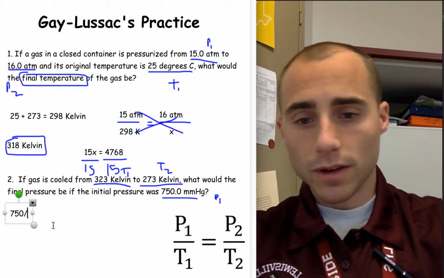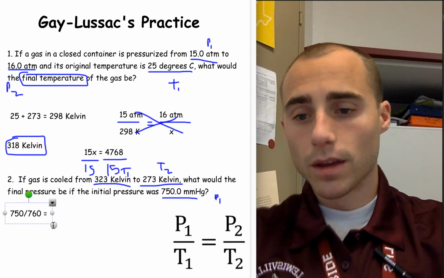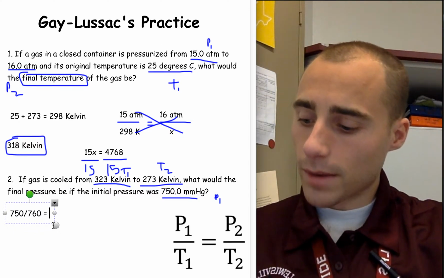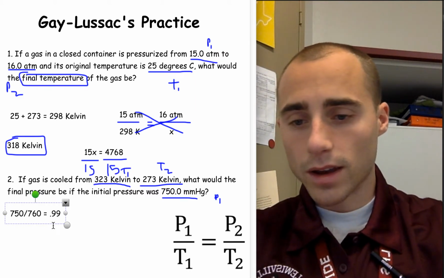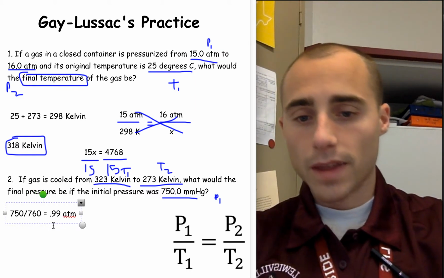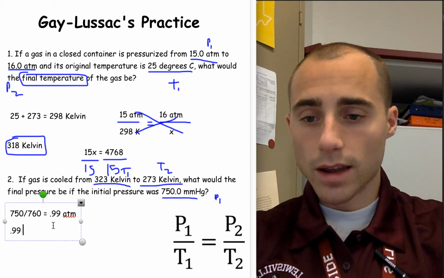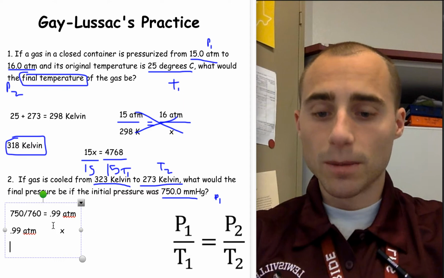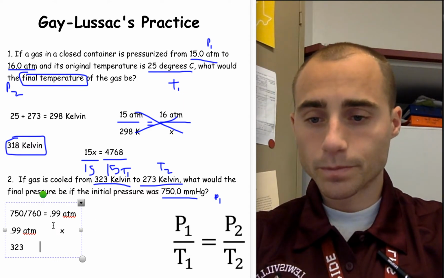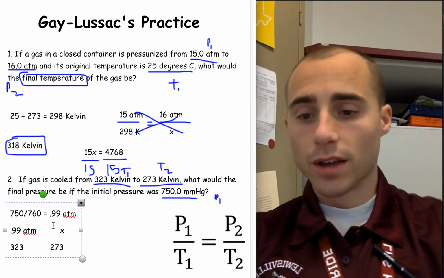So we do 750 divided by 760 because there's 760 millimeters of mercury in 1 ATM. So 750 divided by 760 is going to give me 0.98, actually rounded 0.99 ATM. And that is, again, our pressure 1. So let's set up our problem. Pressure 1 is 0.99 ATM. Pressure 2, we don't know. We're looking for our final pressure, so that's going to be X. Temperature 1, 323. Temperature 2, 273. Both measured in Kelvin.